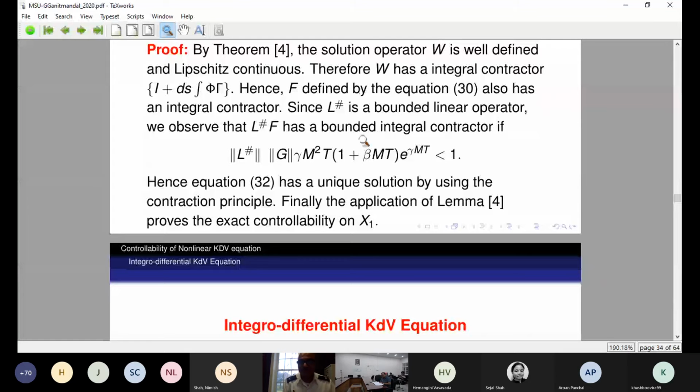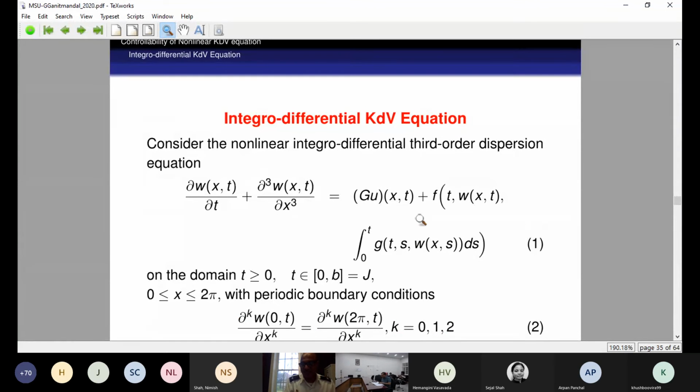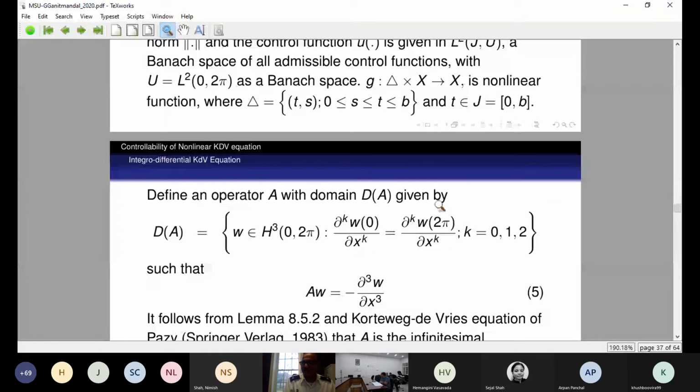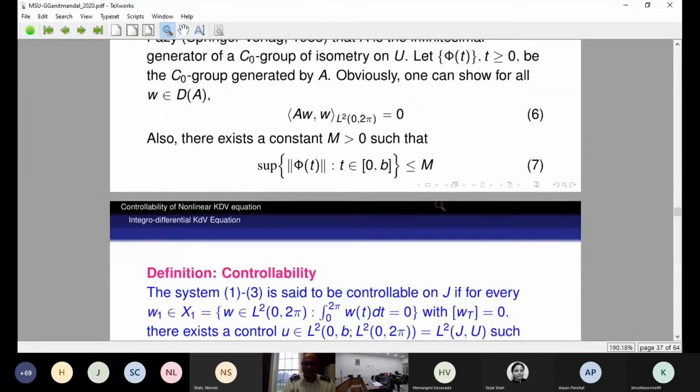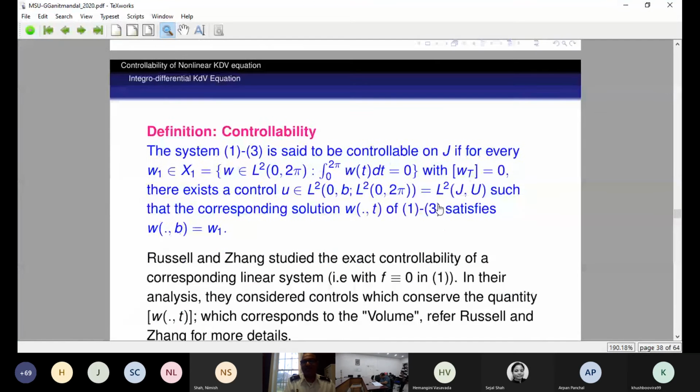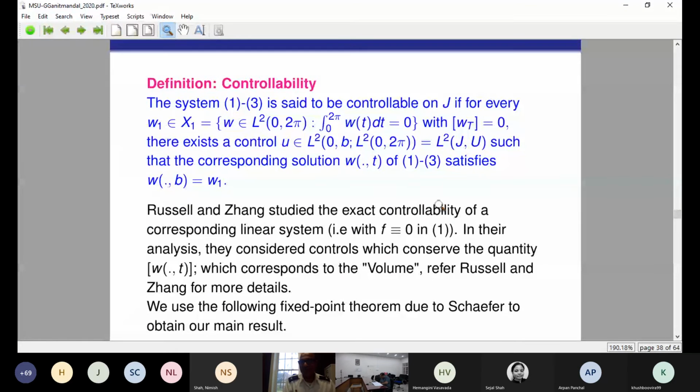So let me just give you a brief idea about the integro-differential KdV equation. This is the integro-differential KdV equation. Now I'm not working with just a nonlinear term, but an integro-differential nonlinear operator. The rest of the things are exactly the same. Look over here, G, G1, everything is defined. Operator A is defined like this, exactly the same. The only thing is that my definition of control will be a little bit different.